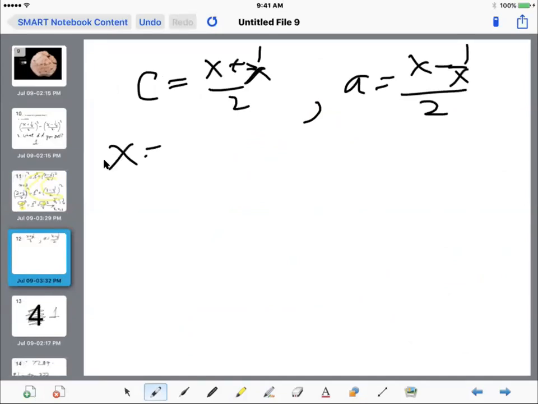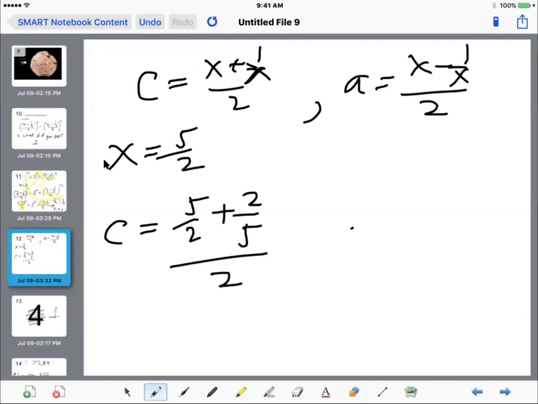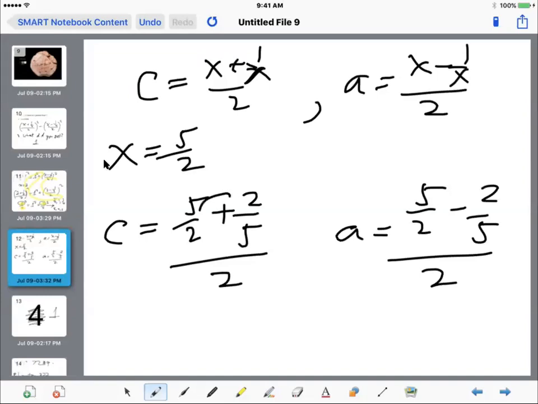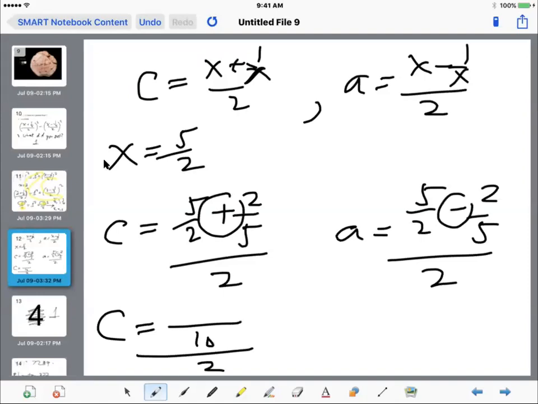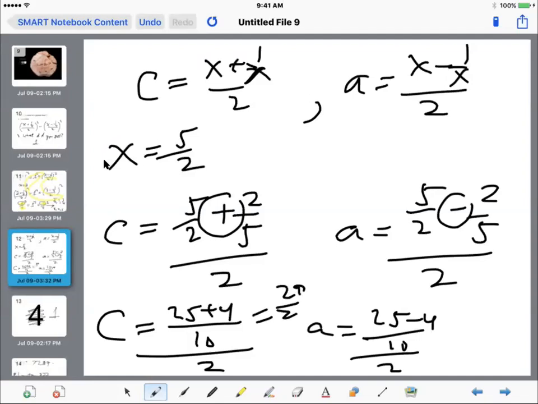Suppose I make x equal to 5 over 2. So C is 5 over 2 plus 1 over x, which is 1 over 5 over 2, the same thing as 2 over 5. And A is 5 over 2 minus 2 over 5, over 2. Now, the nice thing about these two calculations is that they're the same, except one has a plus and one has a minus. So when you work out the common denominator, which is 10, you get 25 plus 4. And for A, it's 25 minus 4. But this becomes 29 over 20. And this becomes 21 over 20. And as you can see, 21, 29, 20 is a Pythagorean triple.